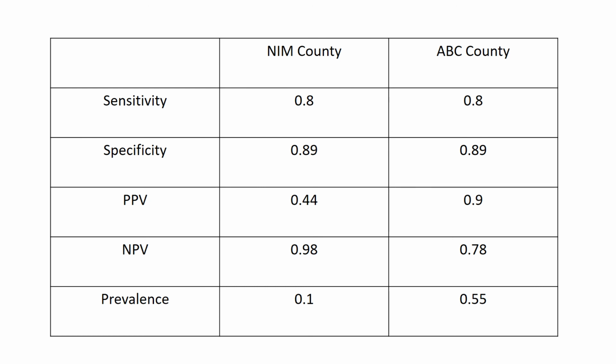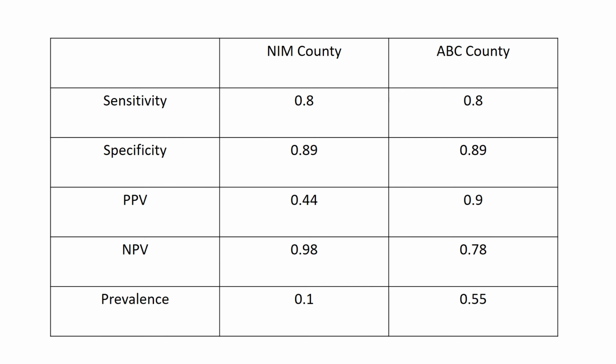The final thing I want to do is compare the values for NIM County and ABC County. Even though these are two different populations with different numbers of people with the disease, the sensitivity and specificity are the same. This is just a friendly reminder that sensitivity and specificity are inherent to the test. They're fixed properties. So going from one population to another won't change the sensitivity or specificity.